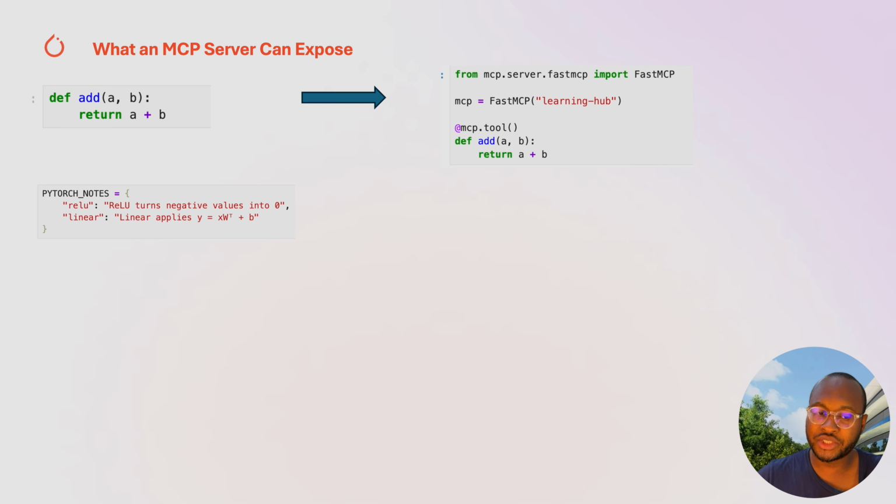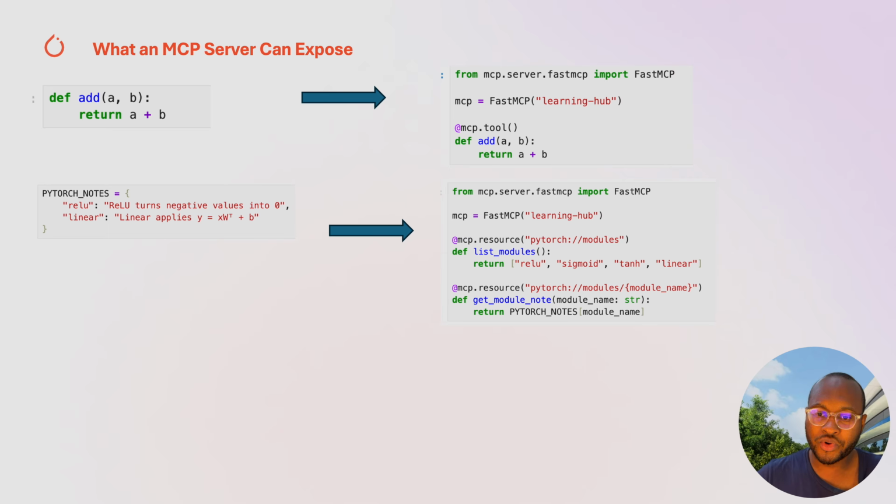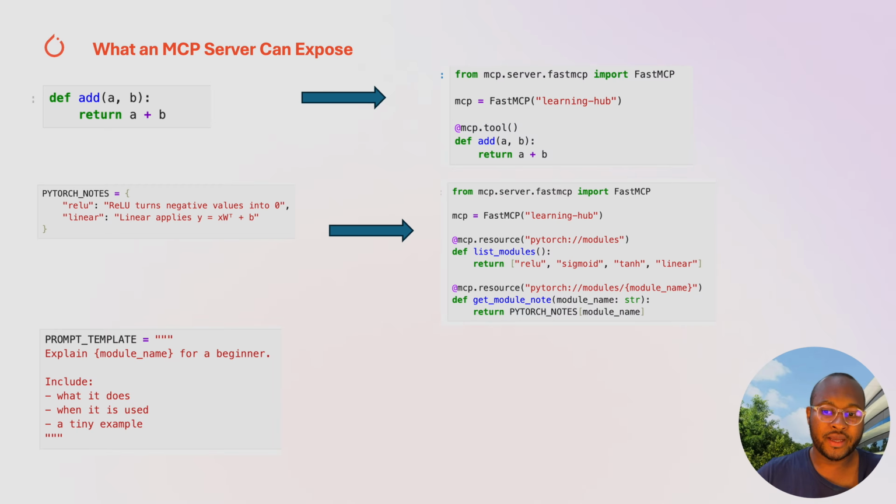So this is just a dictionary, and then it exposes it as a resource. All you have to do is wrap that information with mcp.resource with this URI, for example. Here also it might look very simple. Here we are using a dictionary, but it could be a database. And one more thing here, a prompt template.